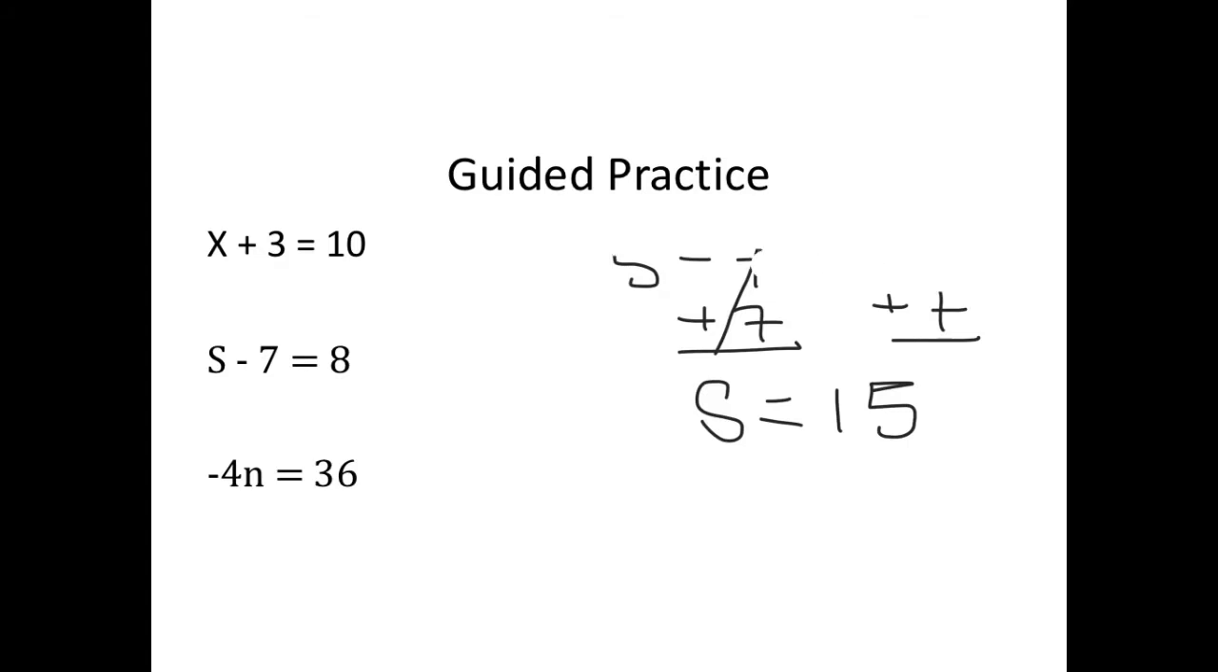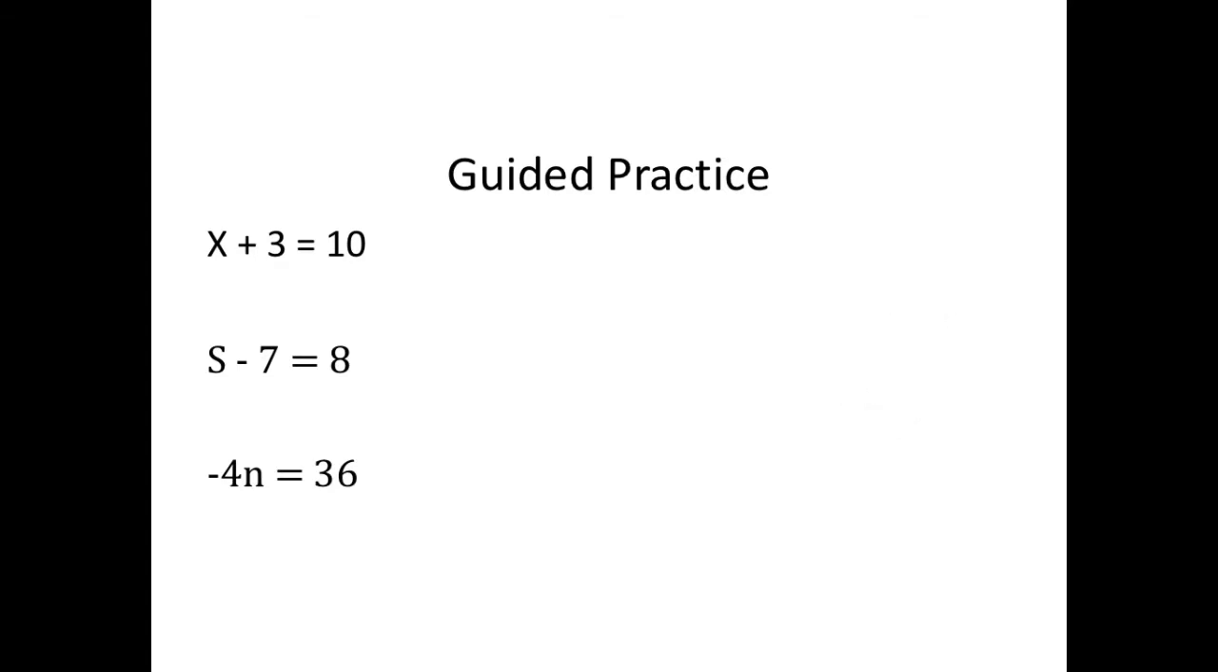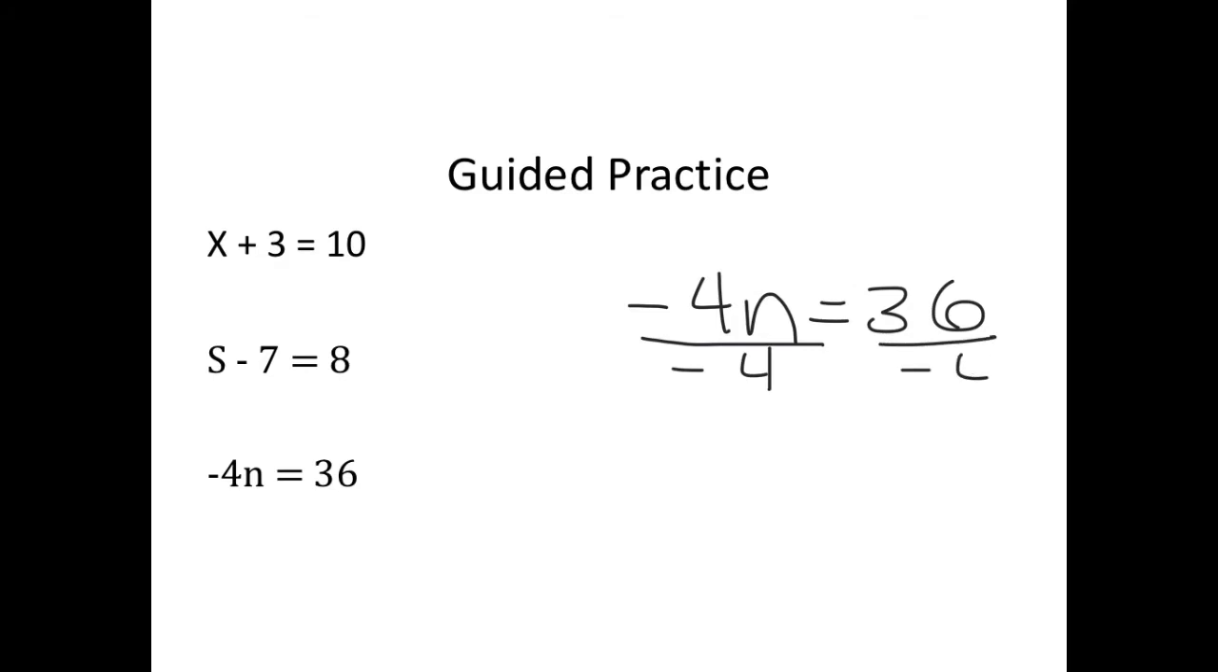And lastly, we have negative 4n is equal to 36. Recall that when a number is directly beside a variable, this operation is multiplication. So we're going to perform the opposite operation. We're going to divide both sides by negative 4. The negative 4 cancels, and n is equal to negative 9.